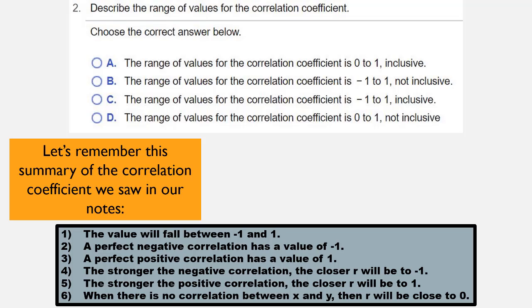So in our statements below, it says that the value will fall between -1 and +1. A perfect negative correlation has a value of -1, and a perfect positive correlation has a value of 1. So that tells us the value of the correlation coefficient can be equal to -1, or it can be equal to +1, which means that this is the inclusive definition, and that's choice C. That's your answer.